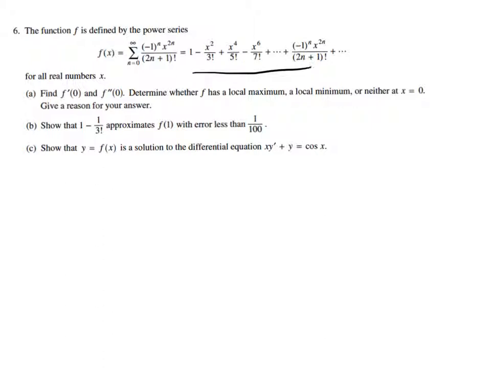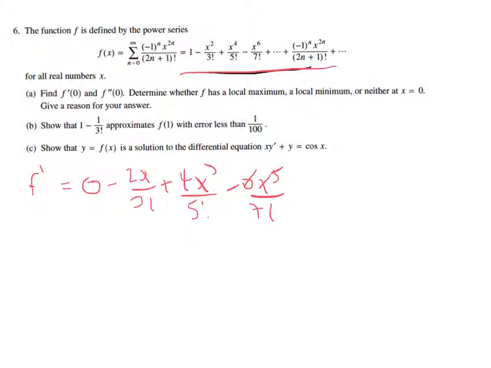So you've got this nice power series here, this nice Taylor series looking thing. And you want to find f prime of 0. Well, this is f of x, so what's f prime of x? And I would just start by taking some derivatives of this actual thing. So f prime would be 0 and then minus 2x over 3 factorial plus 4x cubed over 5 factorial minus 6x to the 5th over 7 factorial plus dot dot dot. And if you plug in 0 into this, you find that f prime of 0 equals 0.